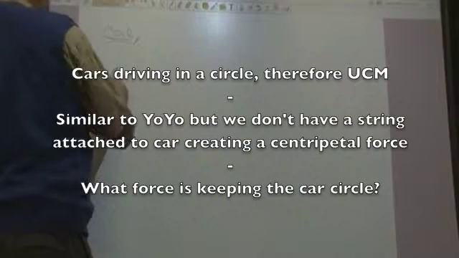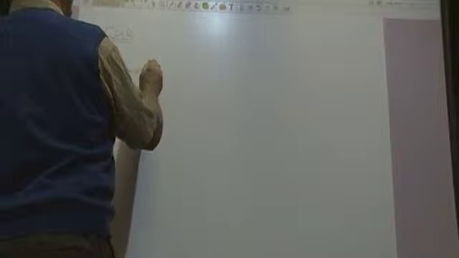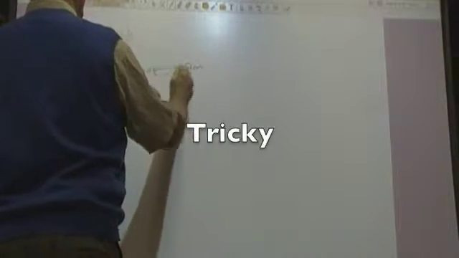Let's say we have a car going around a circular track. The diameter of the circular track is 100 meters, so the radius is 50 meters.